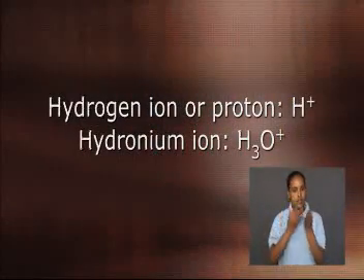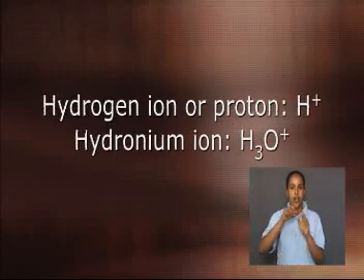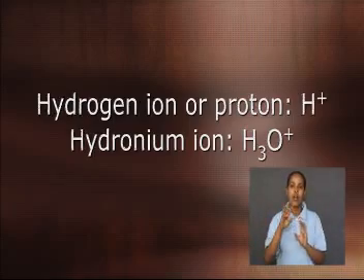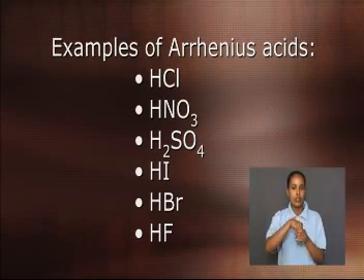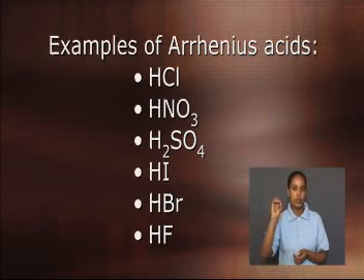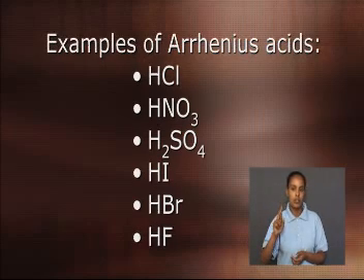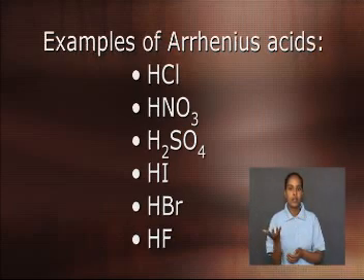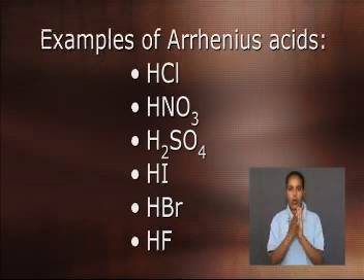Arrhenius defined an acid as a substance that releases a hydrogen ion, or proton, or a hydronium ion in aqueous solution. Some examples of Arrhenius acids include hydrochloric acid, nitric acid, sulfuric acid, hydroiodic acid, hydrobromic acid, and hydrofluoric acid. A substance should also contain ionizable hydrogen in order to be called an Arrhenius acid.